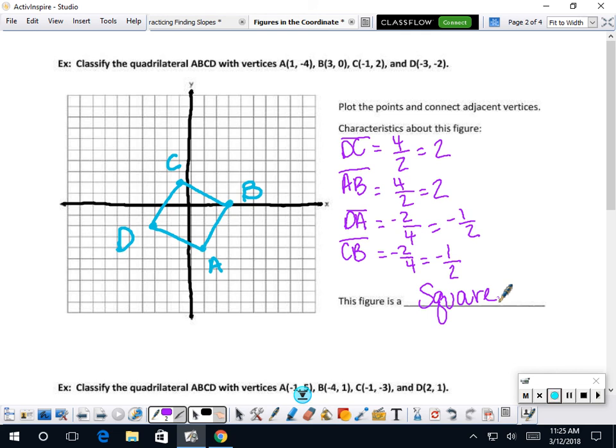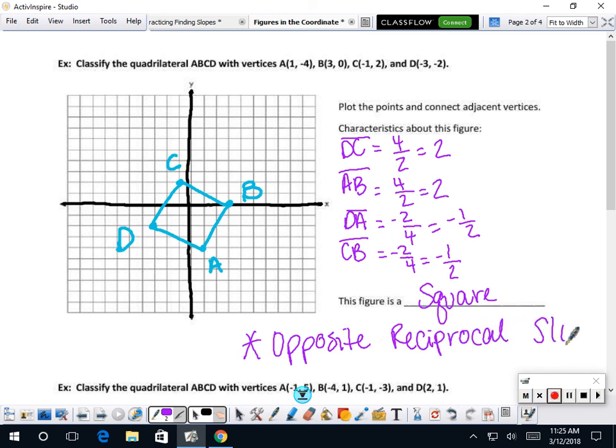Okay. For a square, the special characteristic is that we are going to have opposite reciprocal slopes. Okay? The word reciprocal means the flip of a fraction. It's just that simple. So for a square, you will have the exact same numbers just flipped.